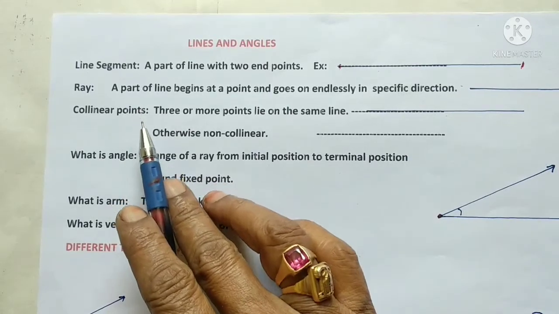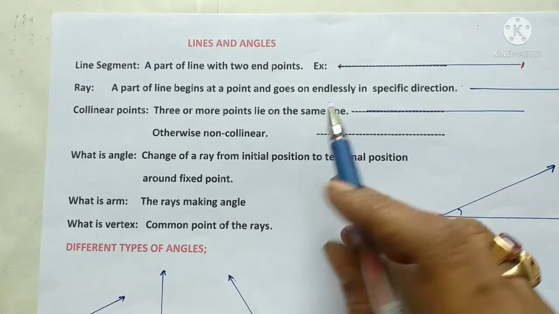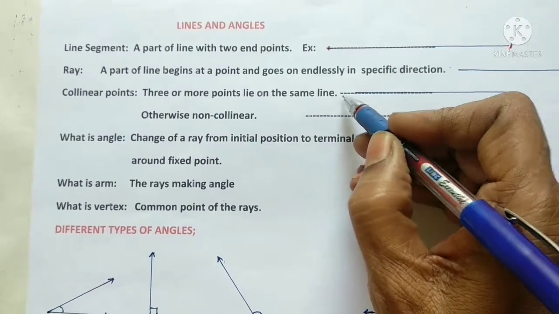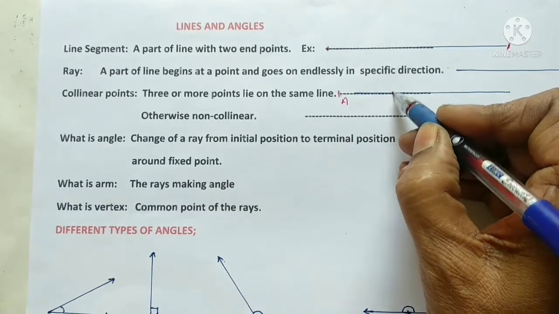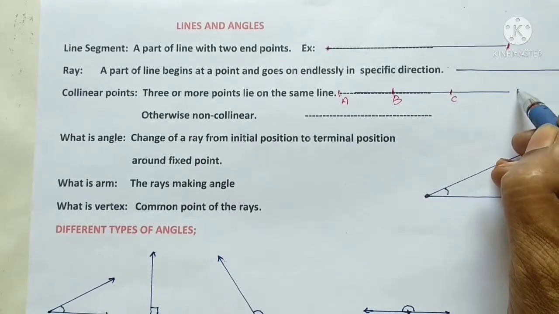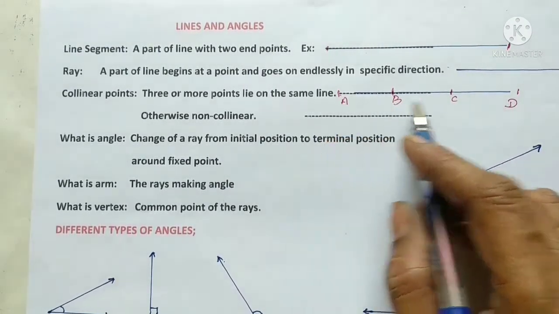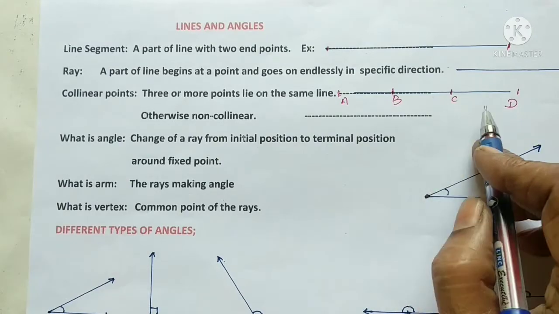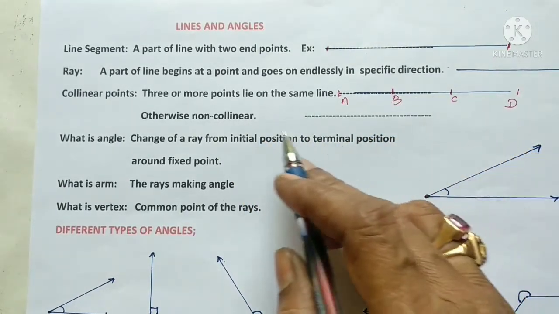Now, what are collinear points? 3 or more points that lie on the same line. Here we have A, this is B, this is C, and this is D. We have 4 different points on the same line. So these 4 points are called collinear, which means they lie on the same line.